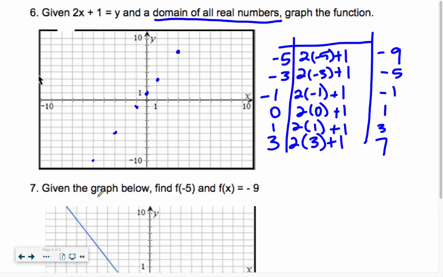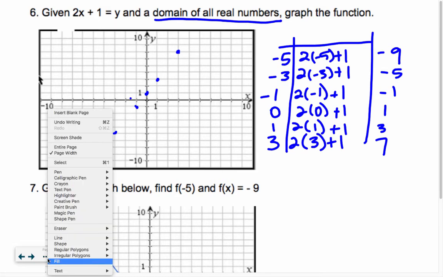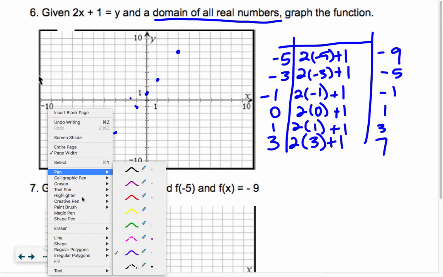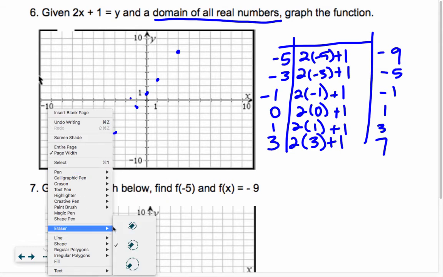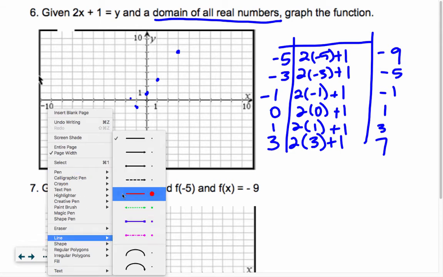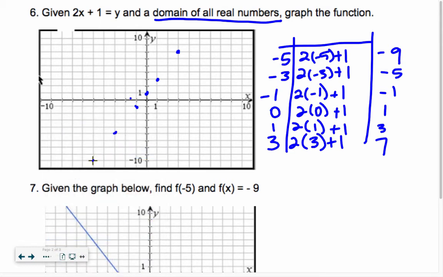So again, this looks like a linear function. And because the domain is all real numbers, this function goes on forever and ever. Let me see if I can get a line in here. Okay, so this function continues on in both directions.